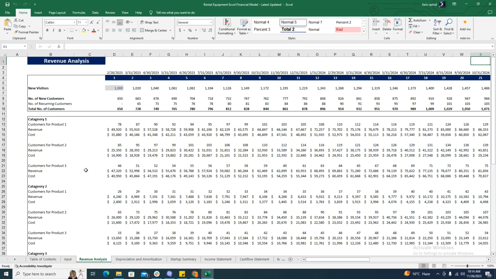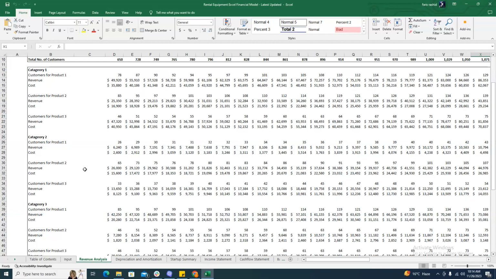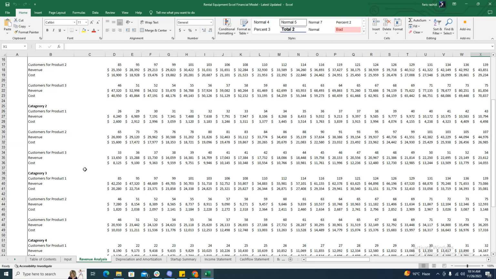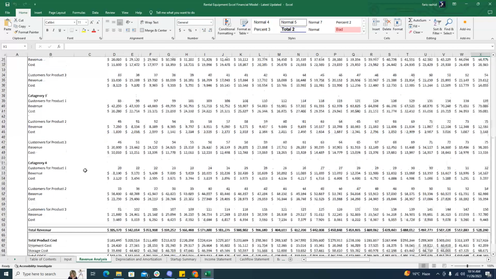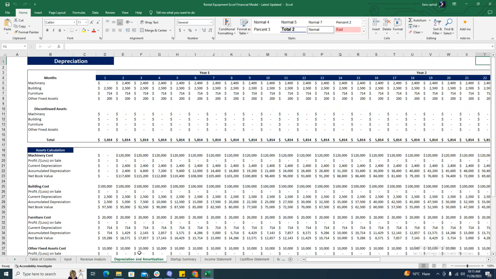Coming towards the revenue analysis sheet, it gives you the revenue generated by the business on different products or whatever categories or revenue streams they have. As you can see over here, it also shows the cost of the business, the cost of goods sold. Then comes the depreciation and amortization table.